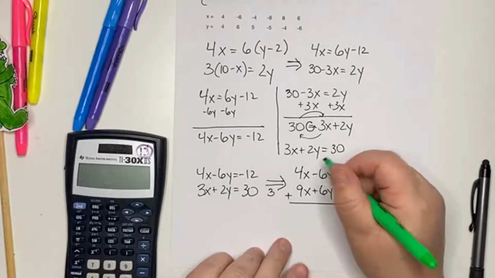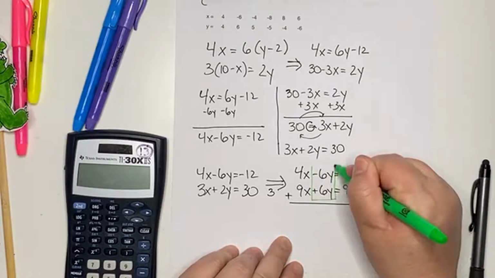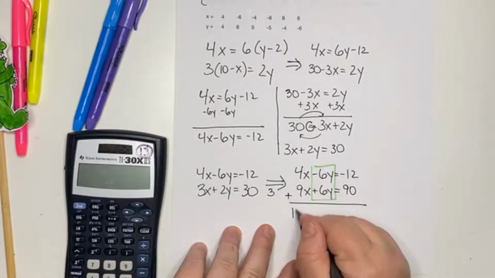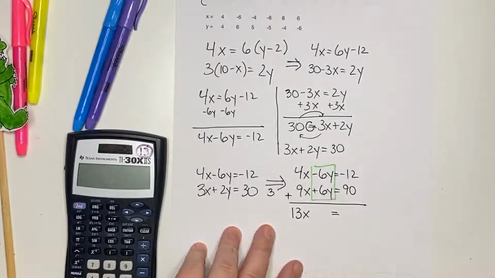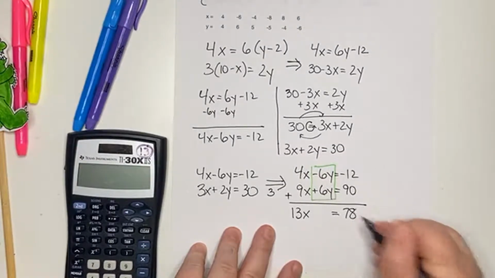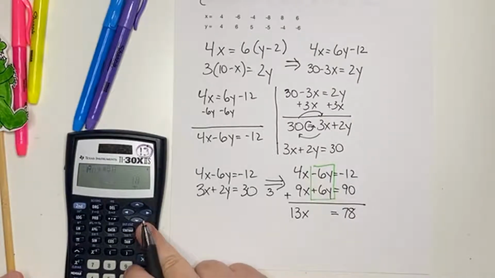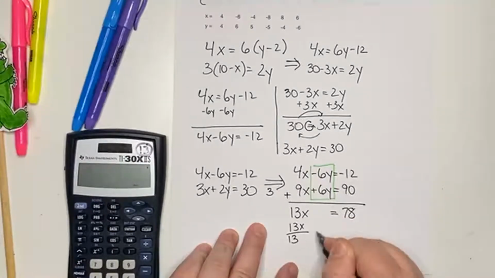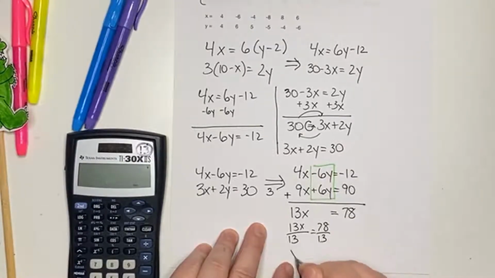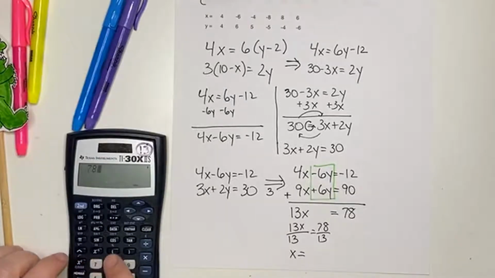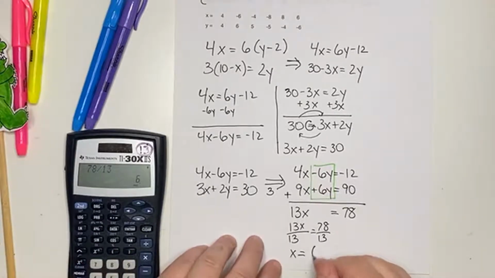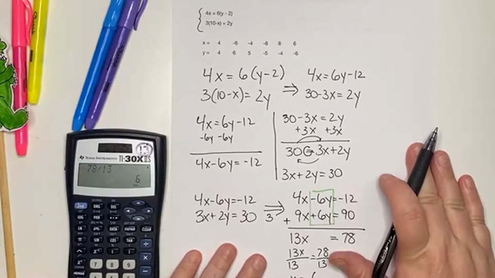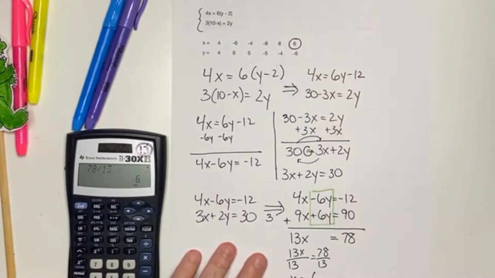And again, when I look at these and I add them together, those y's are going to cancel out. And so I get 13x, not my favorite number, equals 78. And right now I am so glad I've got my calculator, because now I'm going to divide 13x over 13 equals 78 over 13. So x equals 78 divided by 13 equals 6. Nice. And I come up here and I see, it's a little high, but I do see right here at the end, x equals 6.